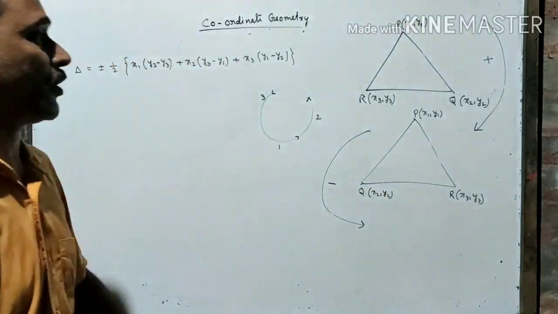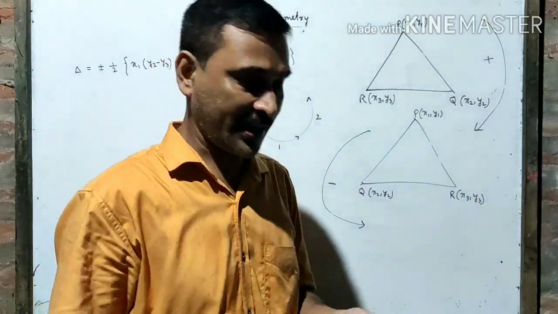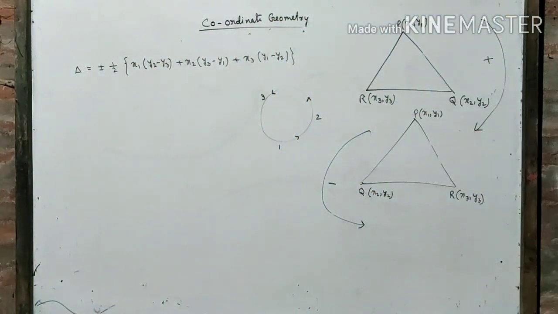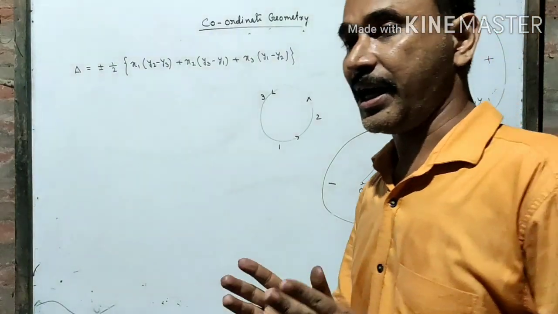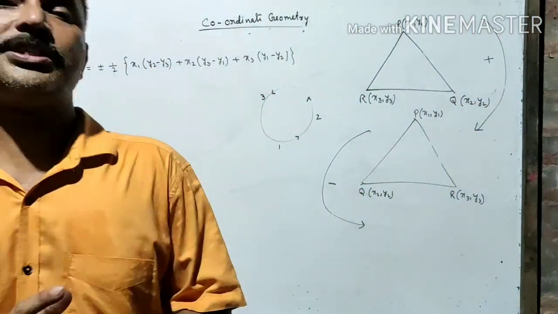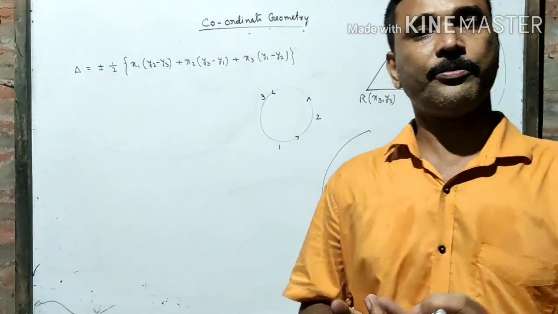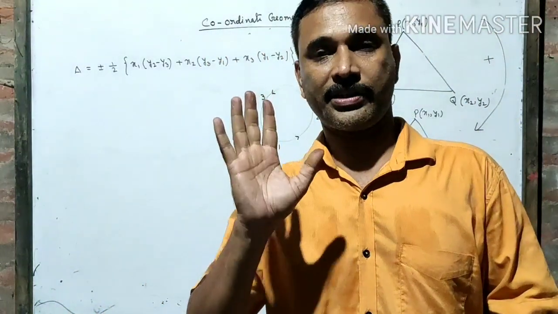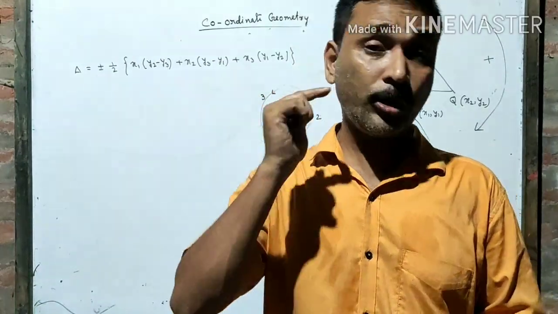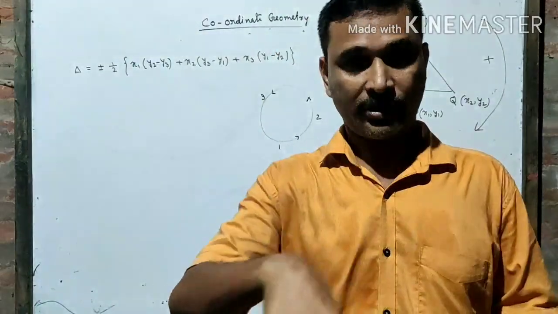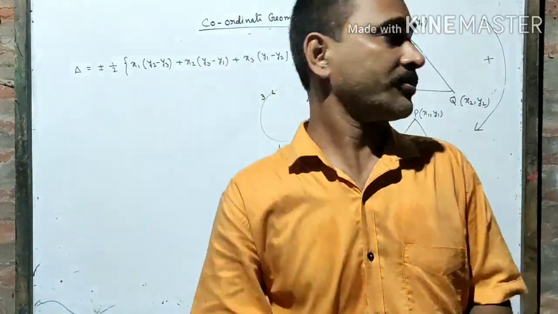Okay. For clock orientation, area will come out as negative. For anti-clock orientation, area will come out as positive. But area is always a positive quantity. So suppose our area comes out to be minus 6. We will say that the area of the triangle is 6 square units, and we will understand that the orientation was clockwise.